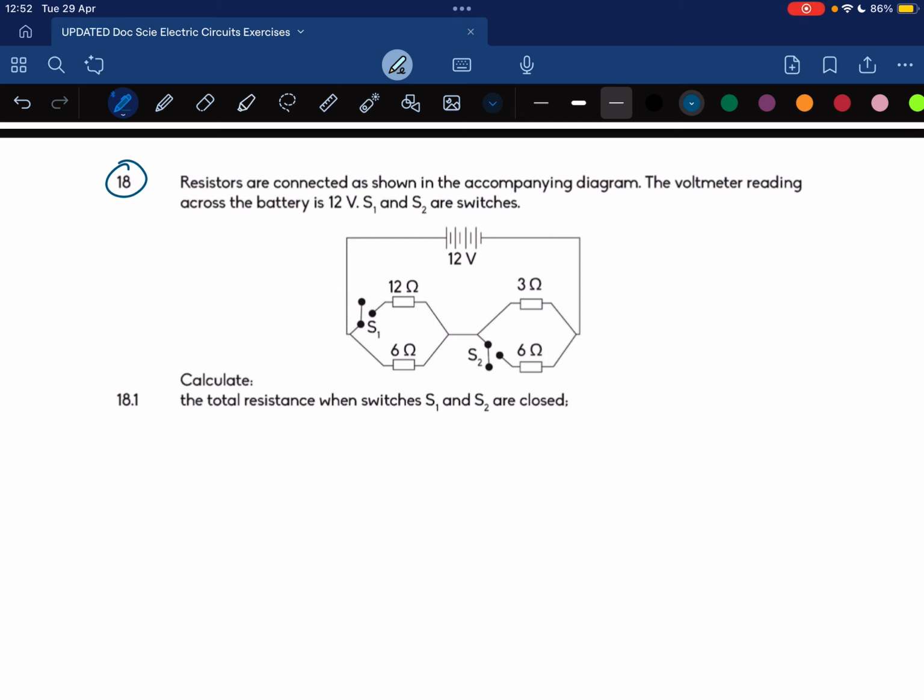So, we're going to start off by going through the questions that you were given for homework, which was from exercise 24, number 18, until number 22.